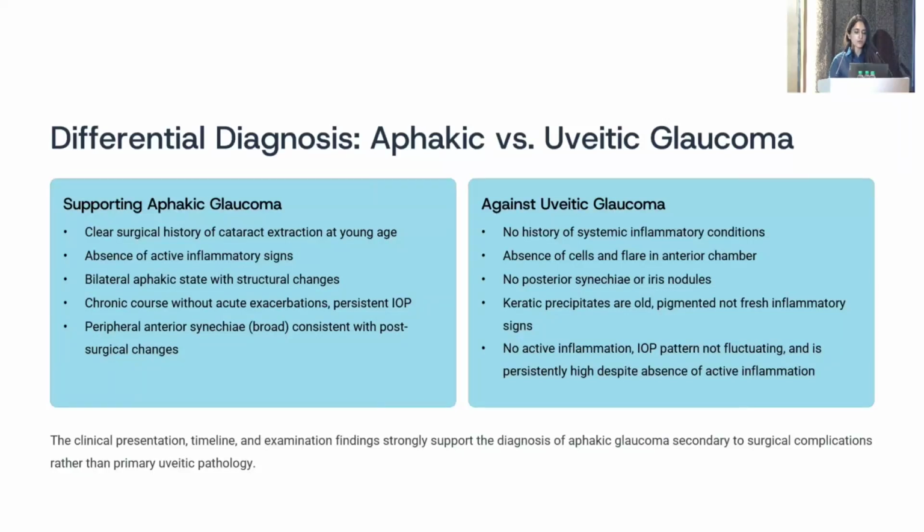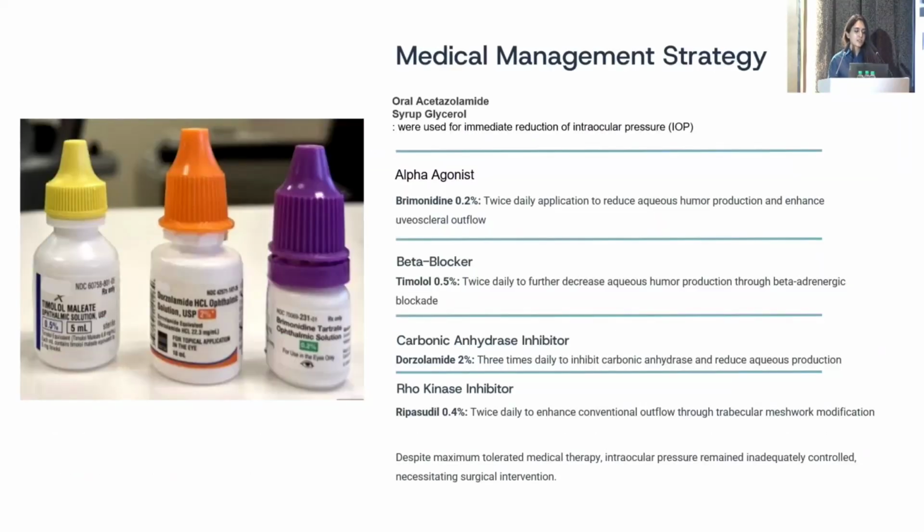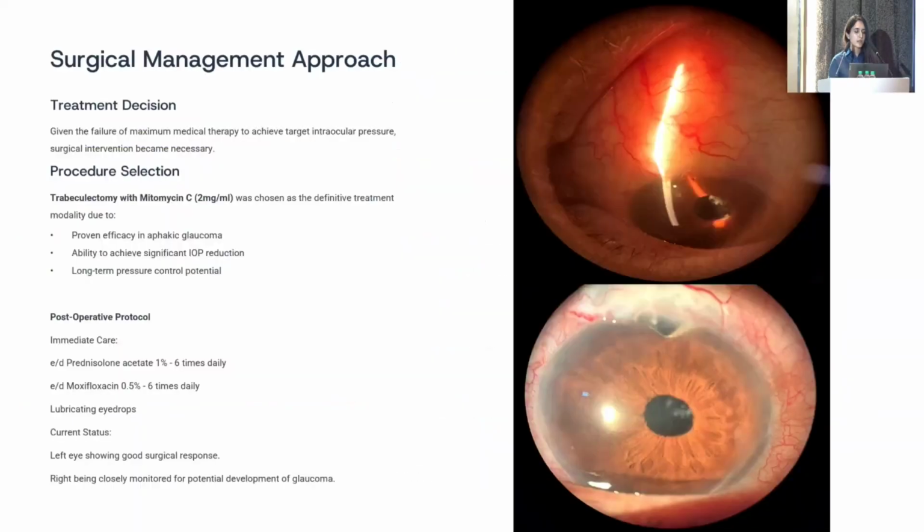The patient was started on oral acetazolamide and syrup glycerol for immediate reduction of IOP, and on subsequent visit, brimonidine, timolol, dorzolamide were added. And since the IOP was still not under control, we used ripasudil to increase the outflow, again to no benefit. Despite maximal tolerated medical therapy, IOP remained inadequately controlled, necessitating surgical intervention.